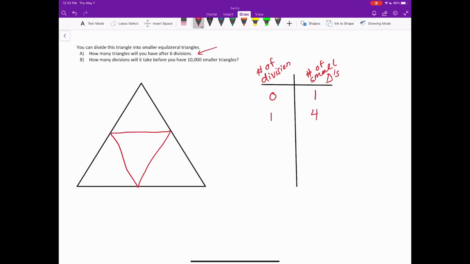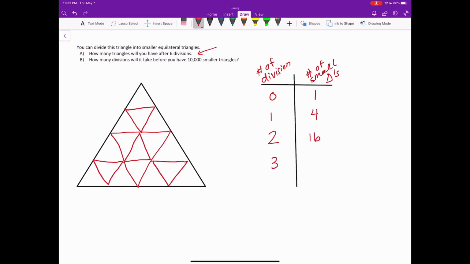Now I can divide all of these smaller triangles into more smaller triangles by doing the same division. So I'm going to cut these down even more, and here is our second round of dividing our triangles into smaller triangles. If you count all of those up, you're going to get a total of 16. So after 2 rounds of cutting up our triangles, you have 16 triangles.